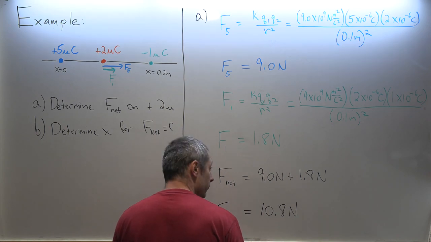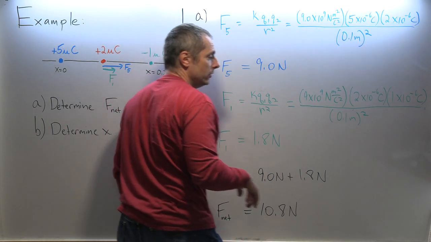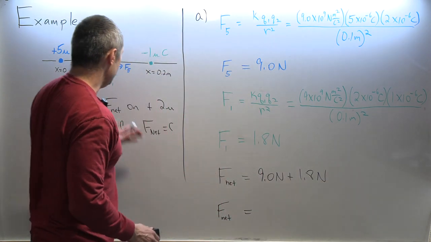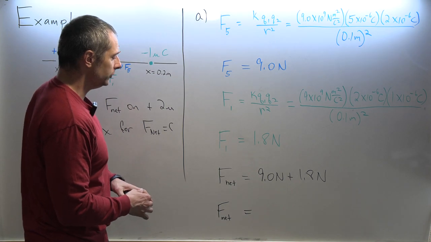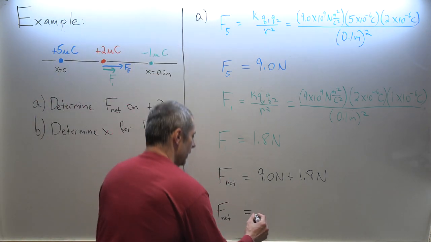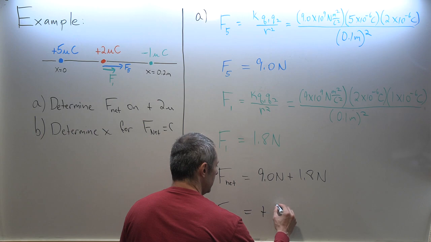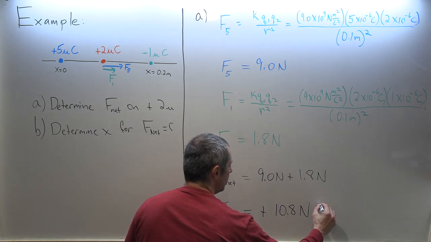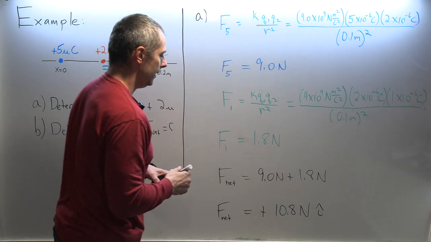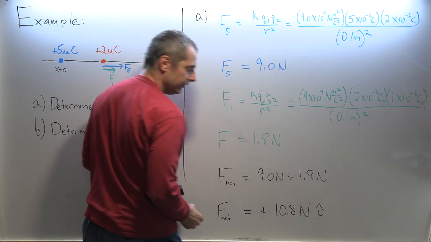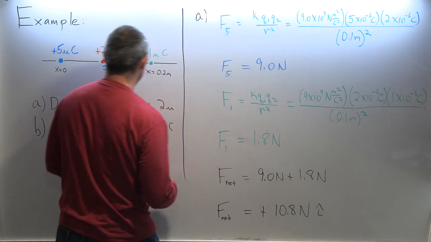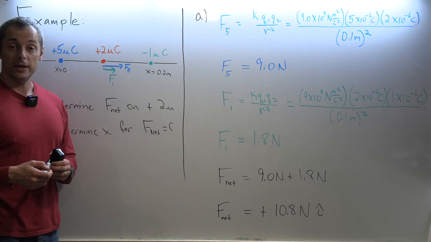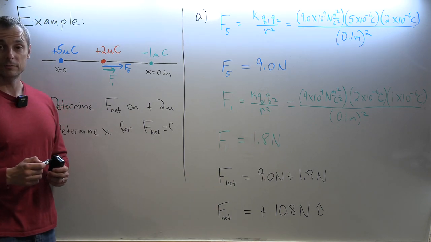Now, maybe before we jot this down, I could remind you of some fancy notation that we use. If we wanted to say it's in the positive x-axis direction, we could say that this is plus 10.8 newtons i hat. Okay? And i hat means in the x direction. If I put negative 10.8 i hat, that means it'll go to the left. All right, let me pause the video and give you a chance to jot this down.